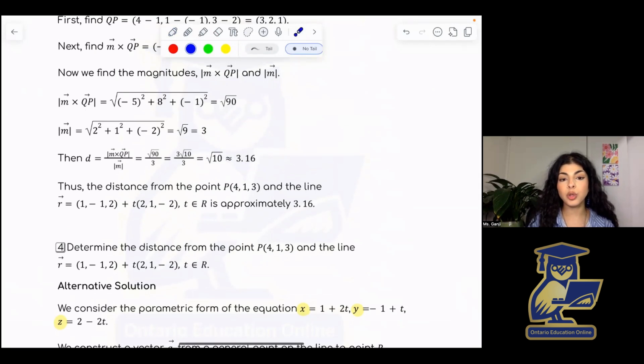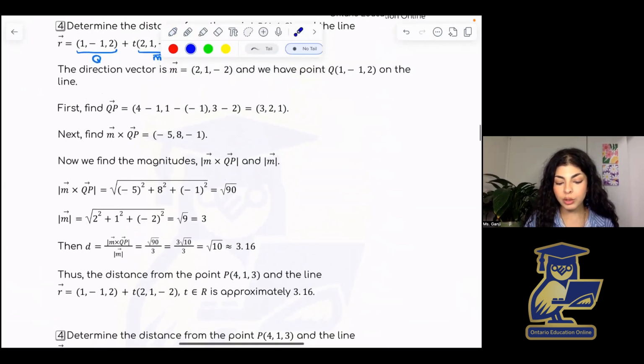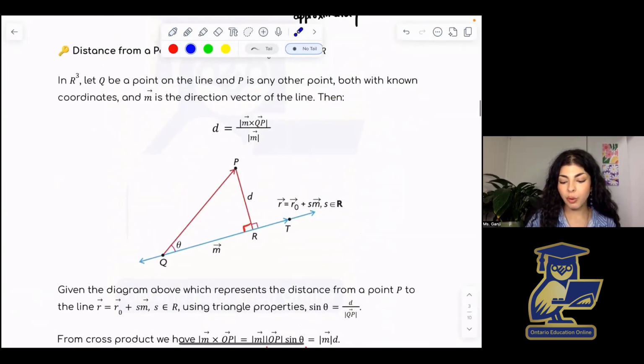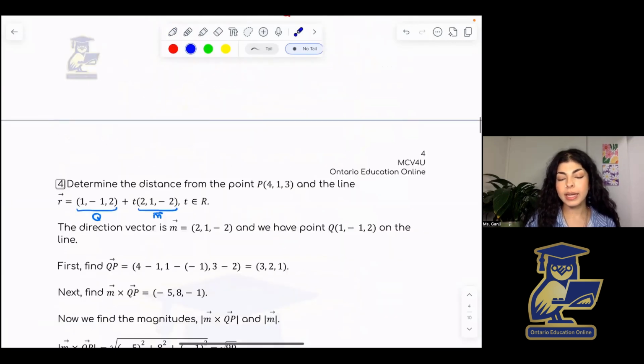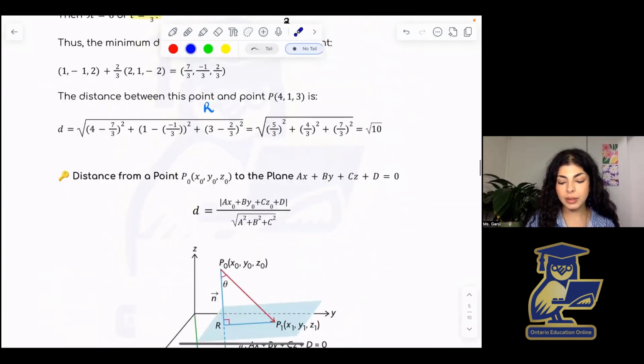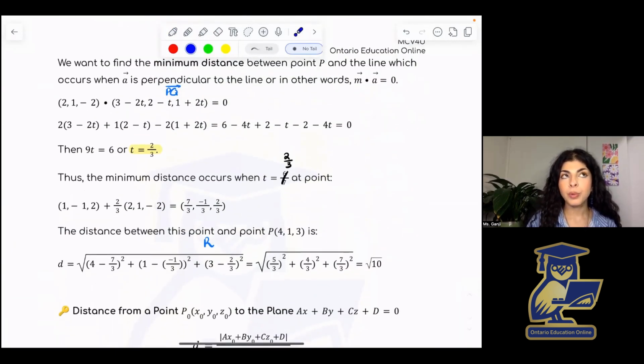And now, I've shown you 3 different ways that you can find the distance from a point to a line in vector form. Remember, one of them was the first one, which is to convert to Cartesian form, or you can use this formula here, or you can set up your own point R, which is the closest point to point P from the line, and you can find the distance between PR.